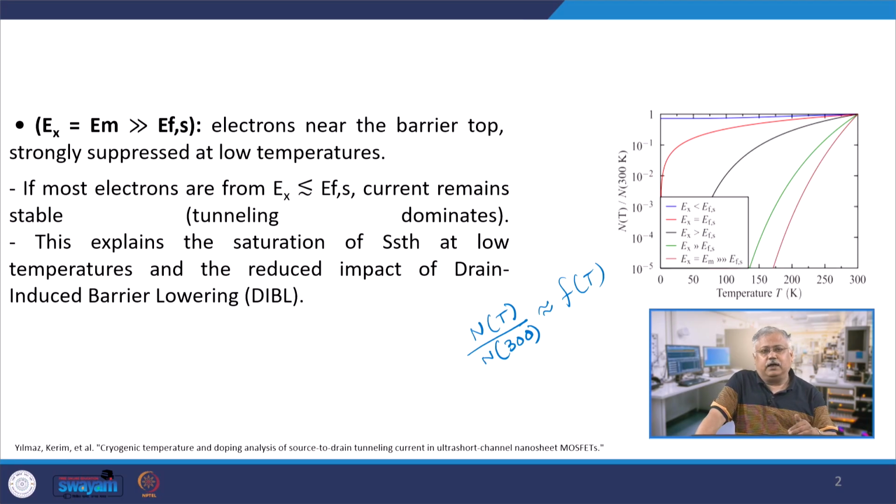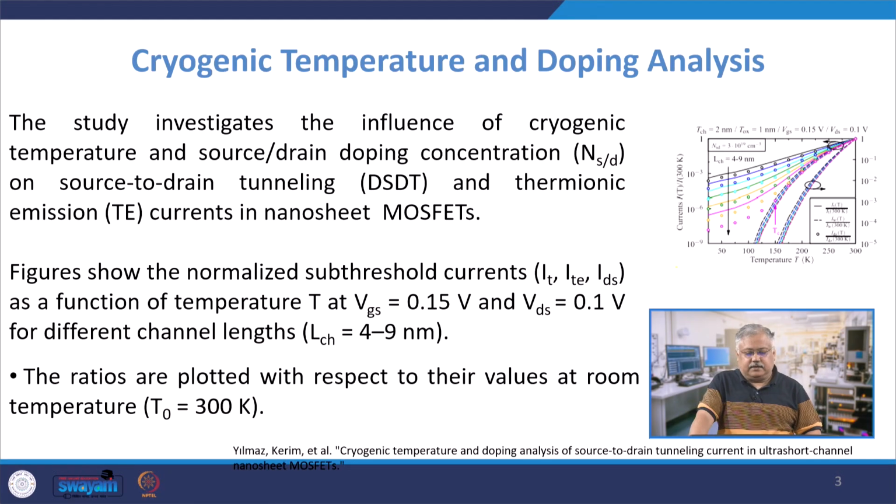However, we also saw that when Ex is near the barrier top, and therefore there is a heavy suppression of charge carriers at very low temperature, then Nt by N300 falls off drastically to a low value, which means that the number of electrons available as carriers to contribute is much smaller. Therefore they have a reduced impact on DIBL, because if the number of electrons is anyway less, they will have a lower impact on the drain induced barrier lowering as well as SS at low temperature range.